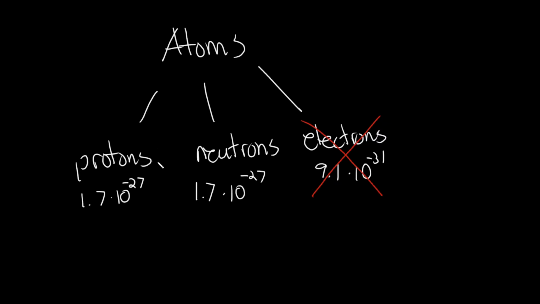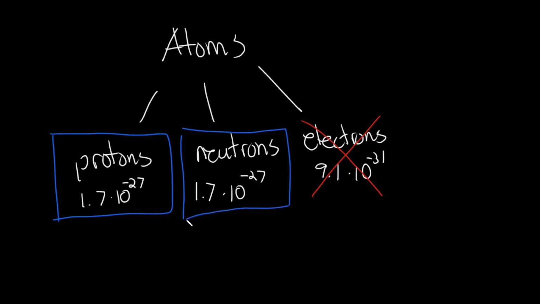So we're left with protons and neutrons. What do we want to do with protons or neutrons? So what we want is to know how many protons or neutrons you need to get 1 gram. So let's say that X particles of protons or neutrons equals 1 gram.